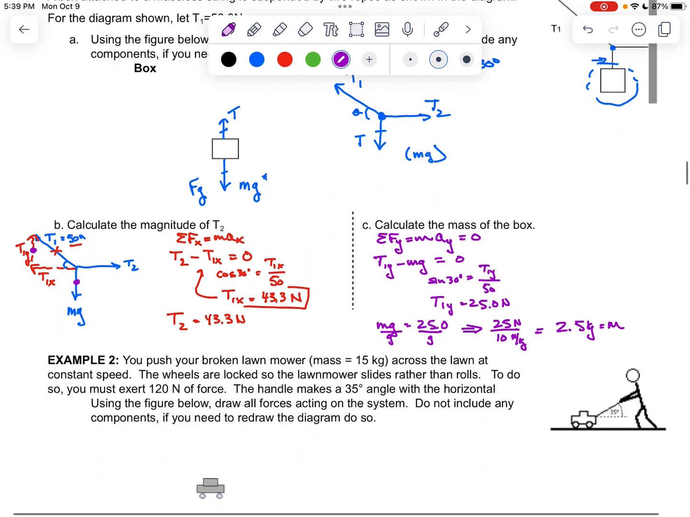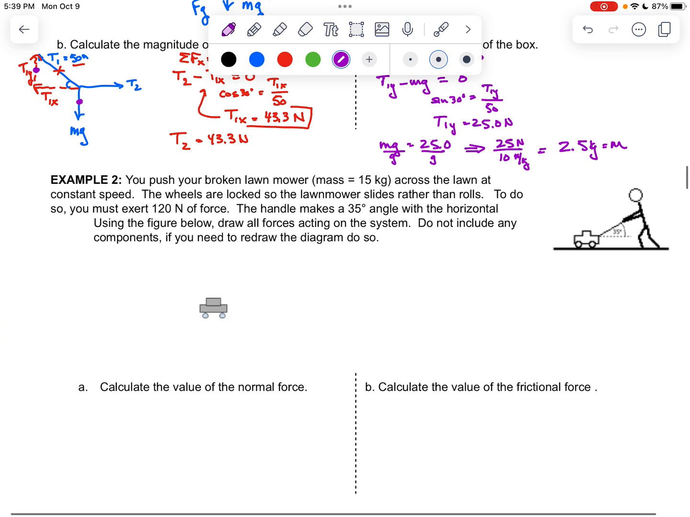Next one up is the lawnmower. So we have a broken lawnmower where the wheels are busted here. So the thing is actually sliding to the right. It is sliding at a constant speed, so that tells us something about the state of motion of the object itself. Wheels are locked. The handle makes a 35 degree angle. We can see that in that diagram right there.